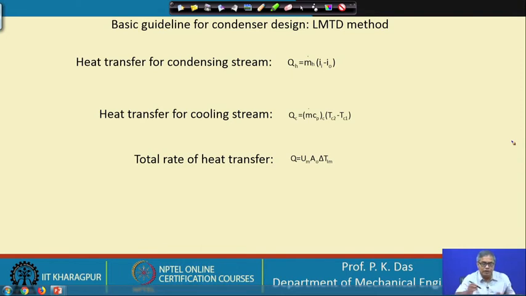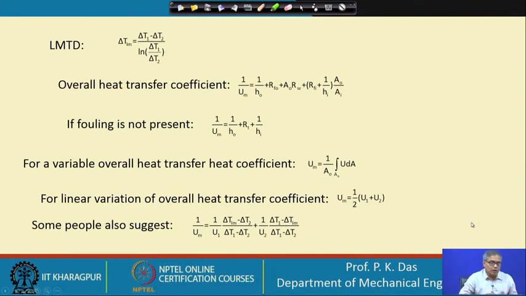If we go to the next page, from the LMTD we will get the overall heat transfer coefficient. This is the standard formula, and if the fouling is not present, then this standard formula can be simplified. For a variable overall heat transfer coefficient, we have to determine it by this particular thing.